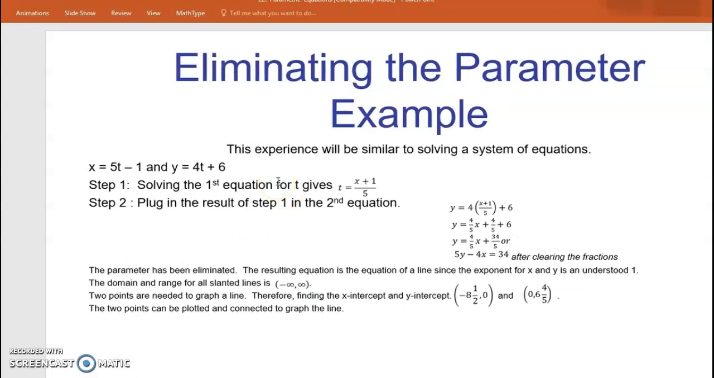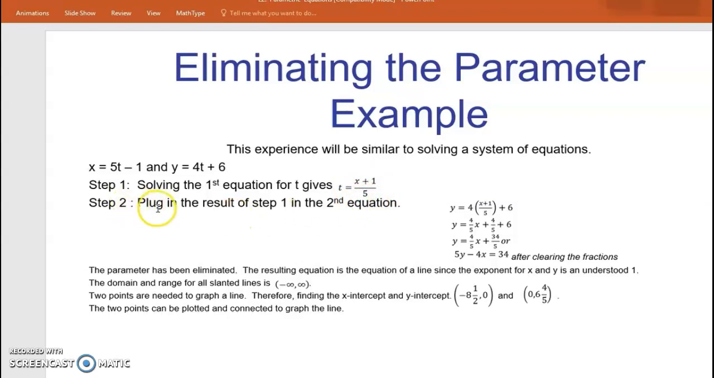Looking at an example, eliminating the parameter. This experience will be similar to solving a system of equations. The parametric equations given to us are x equals 5t minus 1 and y equals 4t plus 6. Step 1. Solve the first equation for t. When we solve our first equation for t, the answer is t equals the quantity x plus 1 divided by 5.